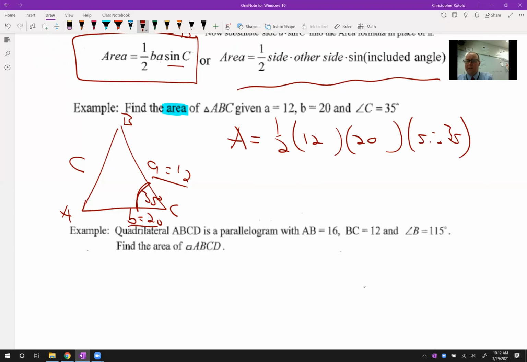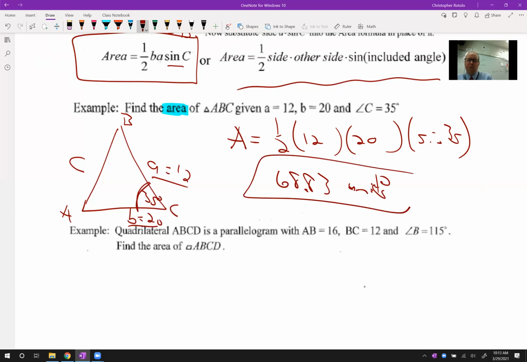We can plug all that in here, and we end up at 68.83, whatever the units are. Since we're talking about an area, I want to make sure I mark it as squared this time. So whatever the units are, squared. It doesn't say anything either way, so we're in pretty good shape.